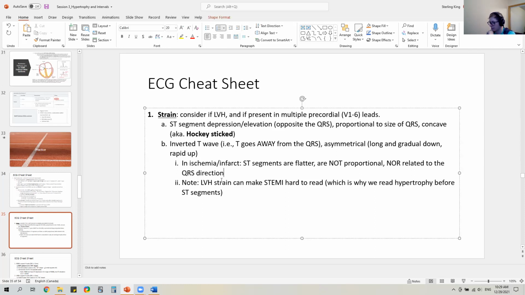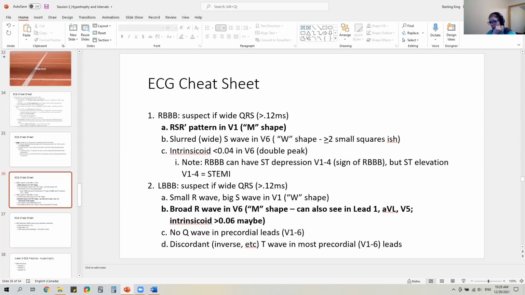And then we talked about this earlier. In ischemia and infarct, we haven't talked about this yet, but we'll come back to it later in our lesson. The important thing is left ventricular strain can make a STEMI hard to read. So you do hypertrophy before you do Q waves. There's actually quite a bit in this lesson, but we're going to start with hypertrophies mainly.